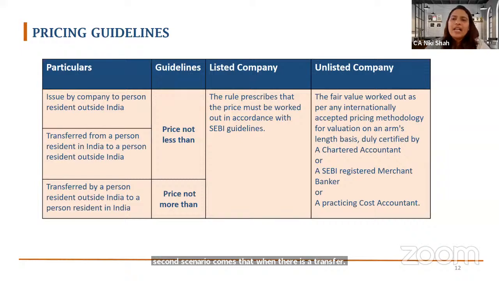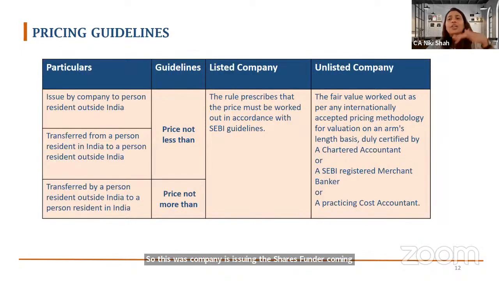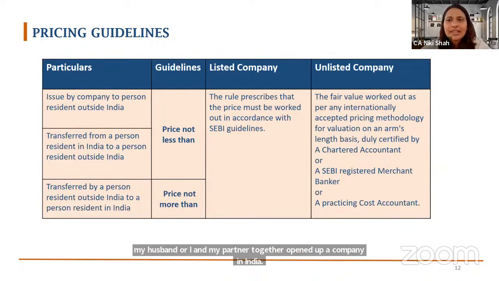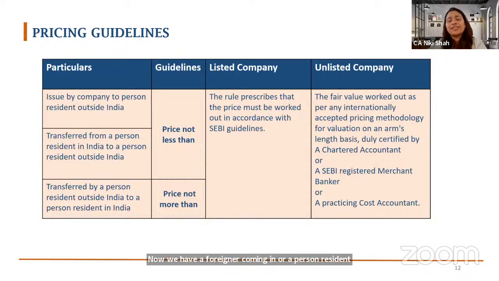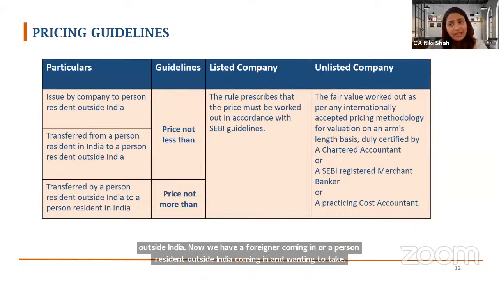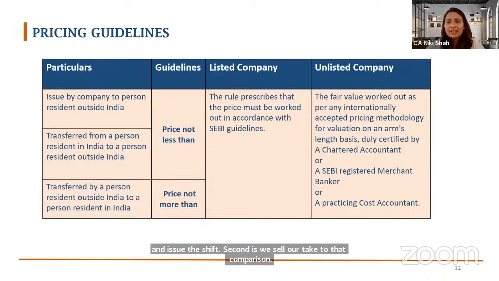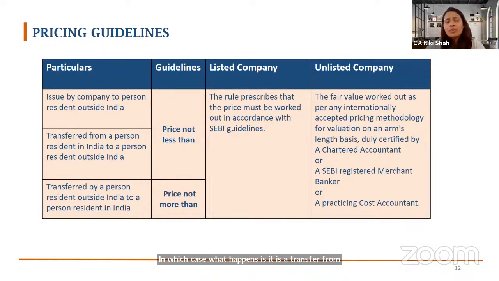Second way of doing the FDI is wherein there is transfer that is happening, which means I and my husband or I and my partner together opened up a company in India. Now we have a foreigner coming in or a person resident outside India coming in and wanting to take stake in our company. We have two options. One, we bring the funds in the company and issue the shares. Second is we sell our stake to that person. In which case, it is a transfer from a resident to a non-resident, from a resident to a person resident outside India.